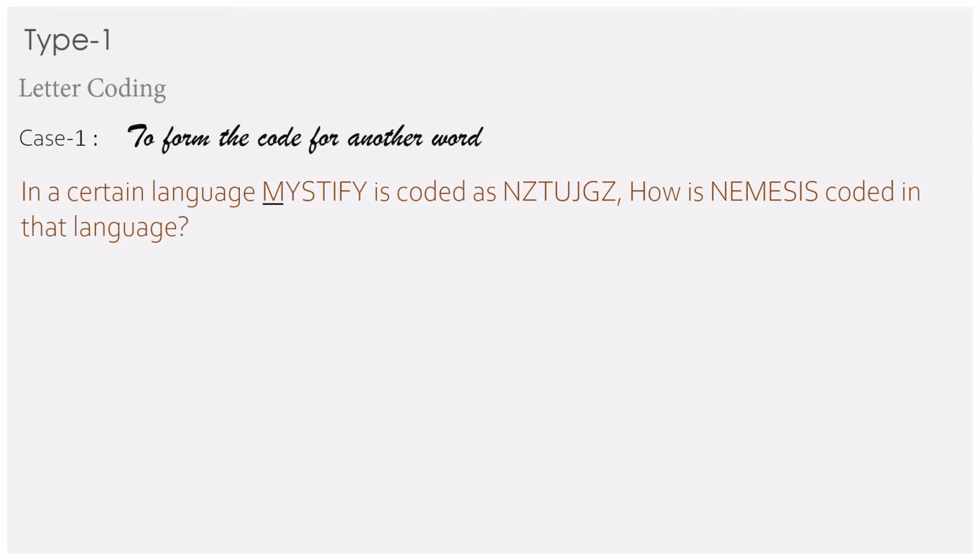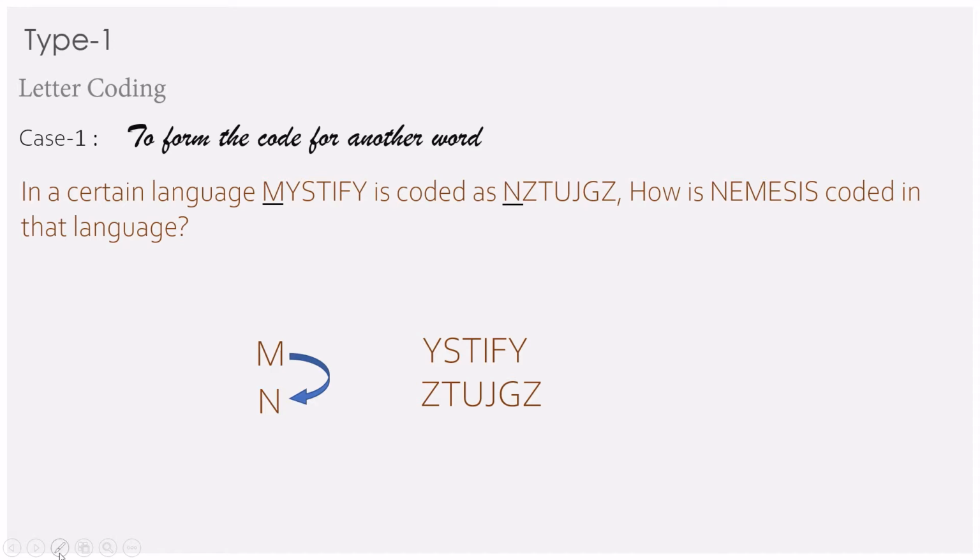If you see M over there and N over there, they are after letters, right? After letters. Let me bring up that M over here and N over there. And if you see the pattern over there, it's after letters, right? Similarly, if you take Y and Z, Mystify, just remove M from that, and N, Z, T, U, J, G, Z, just remove N from that, and you will get these two words.